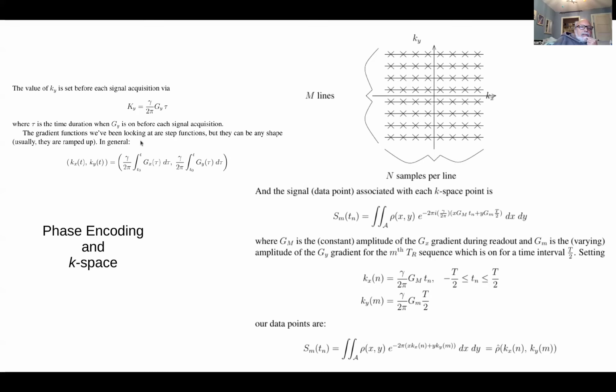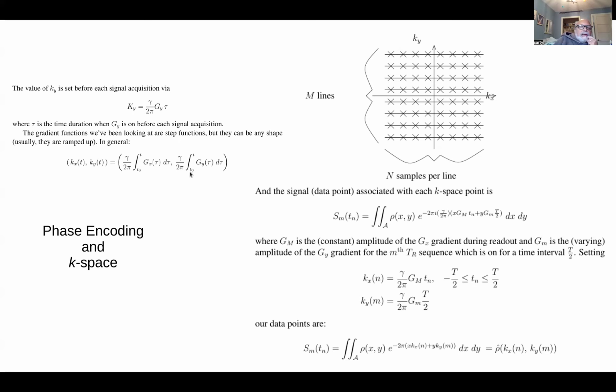In any case, this shows the integral, which gives you your position in Kx and Ky. In general, this integral happens during the ADC time. When you start out with your first signal samples, they'll be at the beginning of Kx, and then as you increase time more and more for your different samples, you'll get Kx samples across in the Kx direction.